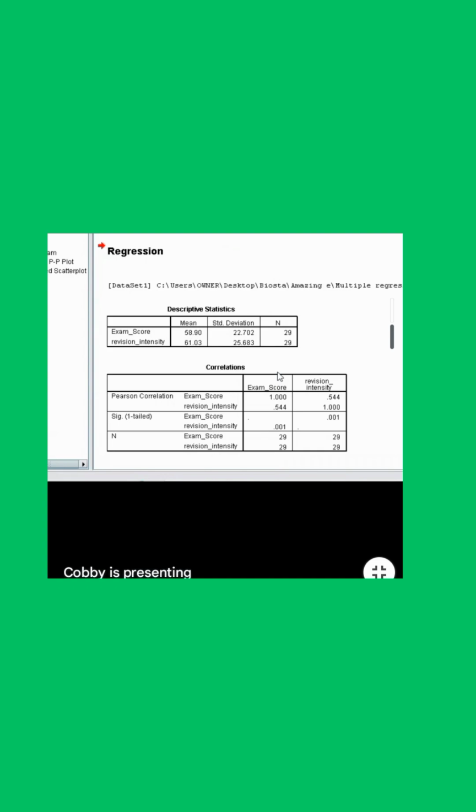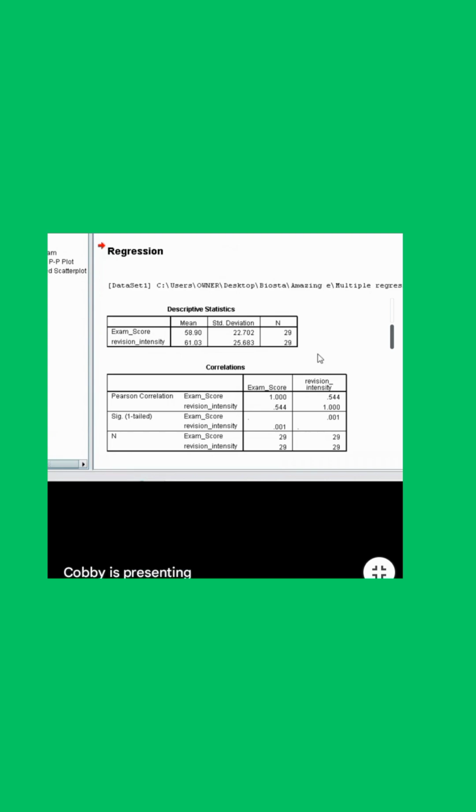So now we have our results here. The descriptive statistics show the exam score mean to be 58.90. Revision intensity score mean to be 61.03. Okay, then we have also the standard deviation and the sample size.